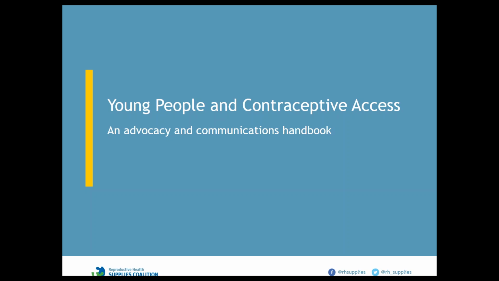So the handbook that you might have seen attached to the invitation for this webinar contains 3 chapters. The first chapter answers the question why we think that young people need a specific focus as compared to all people with an unmet need, and also how this fits within the strategic structure of the coalition, being its 4 pillars: availability, quality, equity, and choice.